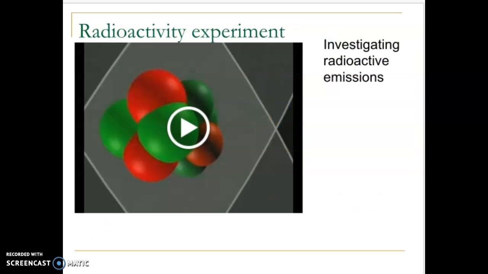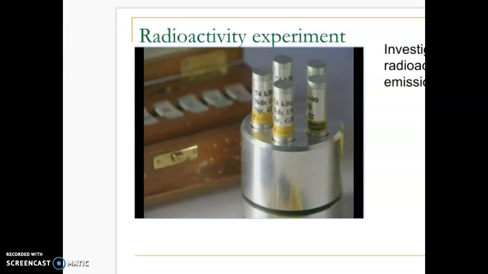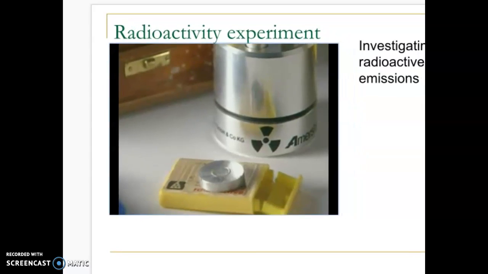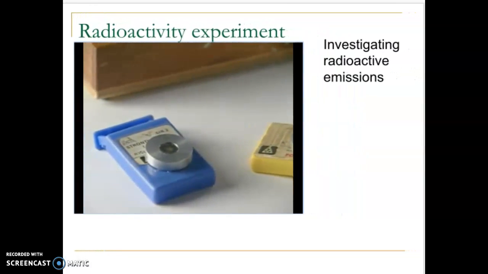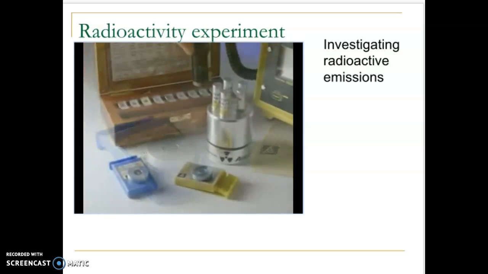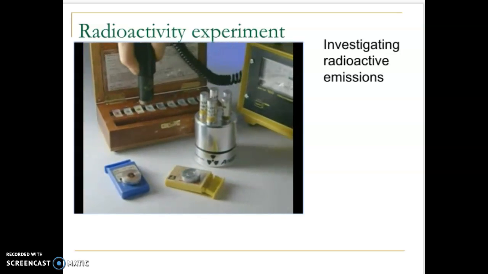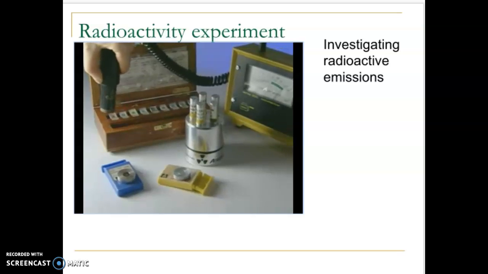So let's see how we measure the ionizing properties of these particles. Although nothing appears to be happening, all these substances are emitting nuclear radiation. It's invisible, but an easy way of detecting it is to use a Geiger-Müller tube attached to a counter.